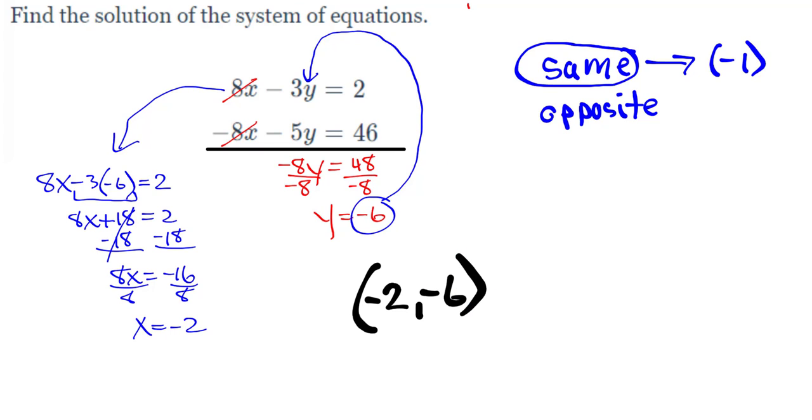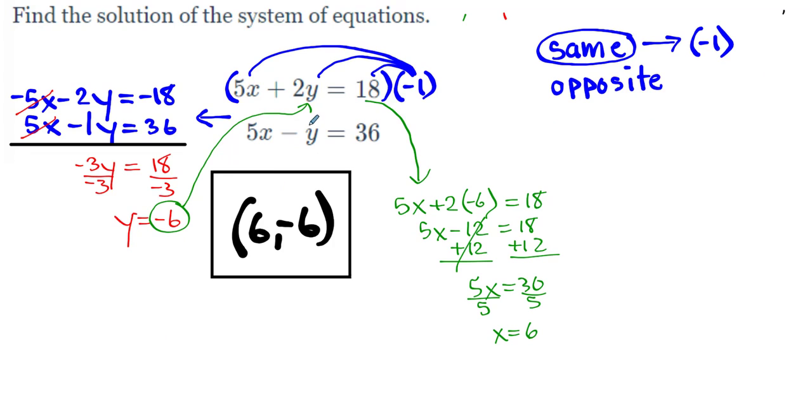One more time, just a quick review. When you're looking at the equations today, if you have the opposite, just add it. Notice 8x and -8x were opposites. We added them and it canceled. That's good. In the first example, we had a 5x and a 5x, and those were the same. So we multiplied the top equation by -1 to get the opposite.